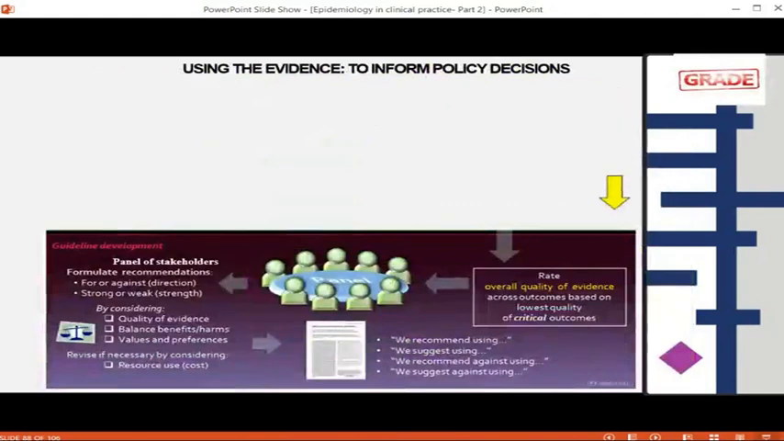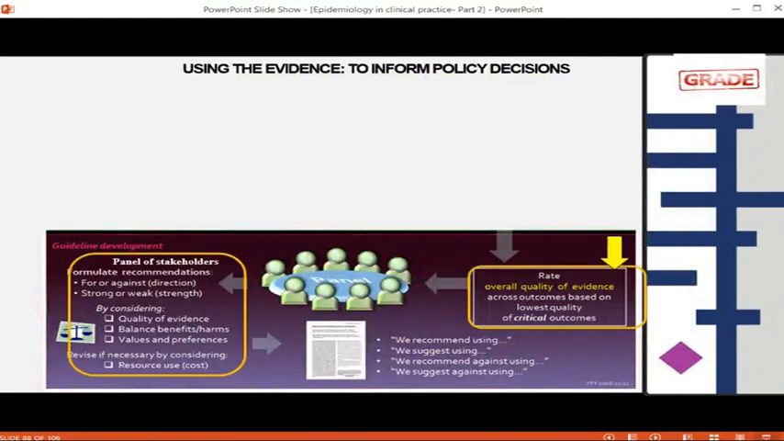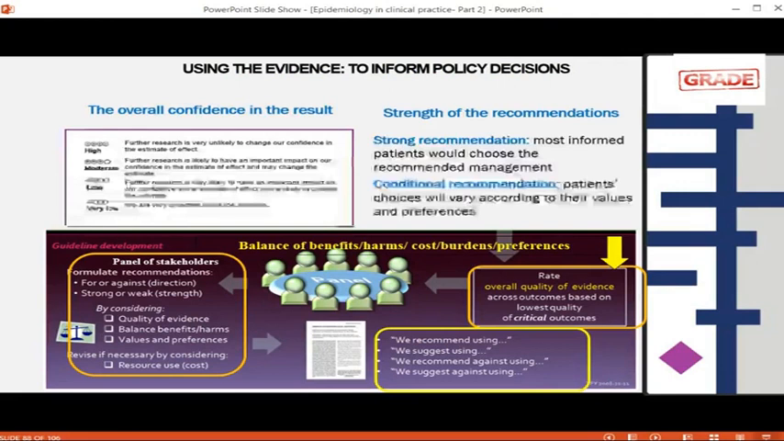Okay, now this is then used by a group of people who then make a decision of should we use or should we not use the evidence. It's a panel of stakeholders who look at the balance of benefits, harms, costs, burdens, and preferences and make a decision saying a strong recommendation to use this intervention based on high quality evidence or on moderate quality evidence, or a conditional recommendation to use this intervention based on high, moderate. Most probably you will not get a recommendation to use something based on low, very low quality evidence.